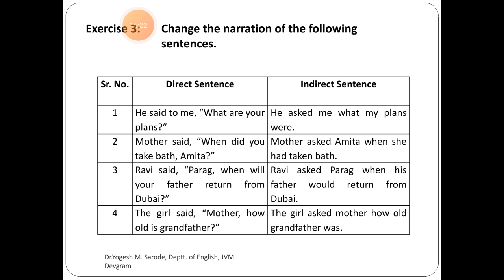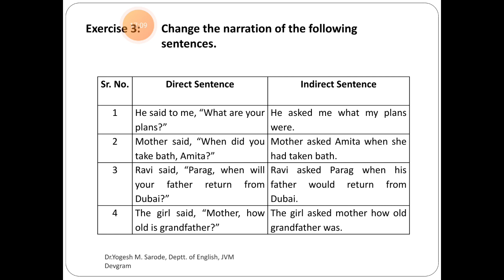Example 2. Mother said, "When did you take bath, Amita?" Here, though Amita is at the end, we'll put it first while making indirect speech. Mother asked Amita when. Now, "did you take bath" means "you took bath". So again, past tense, so we'll make it past perfect. "You" will change according to Amita. Amita is a girl, so it will become "she", because we are putting it in place of the subject. Mother asked Amita when she had taken bath.